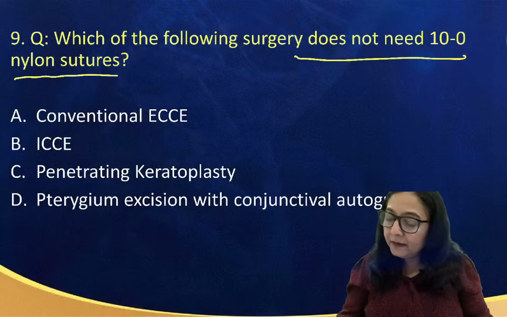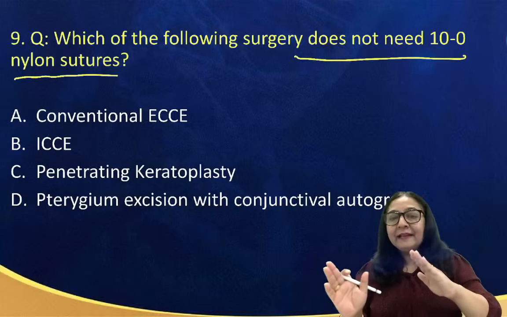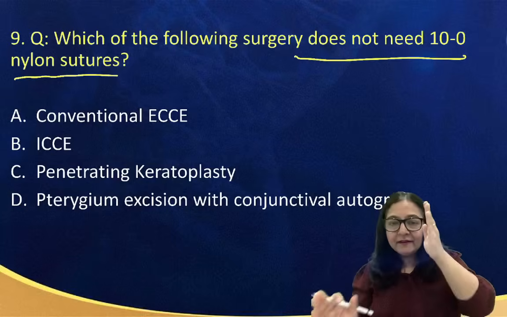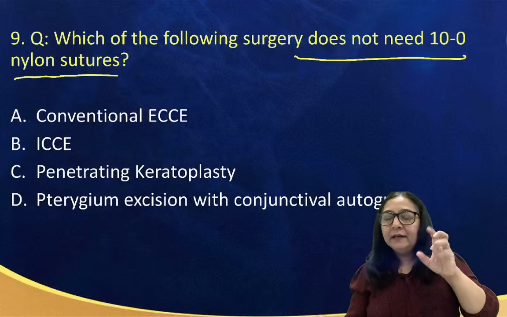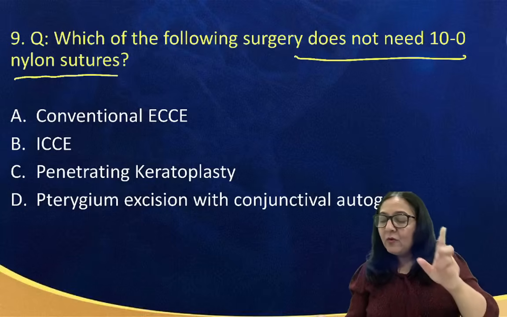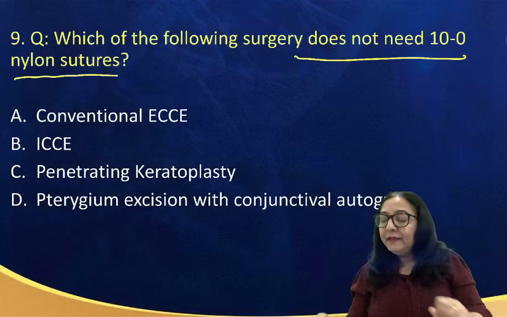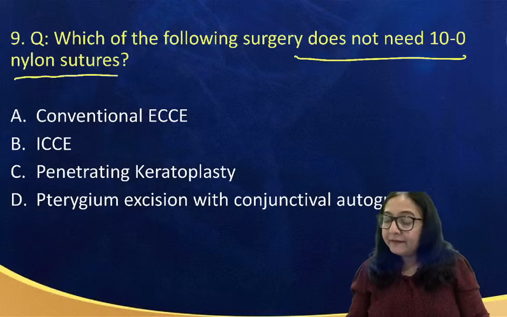So homonymous ka right left hai beta. If the field defect is right sided, that is the right half of the field is gone in both eyes, so it will be right-sided homonymous hemianopia and the lesion will be in the left optic tract.